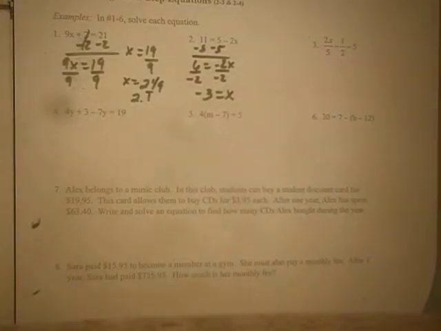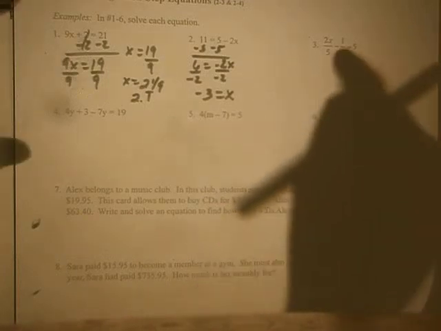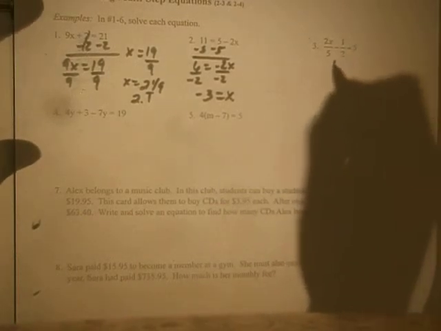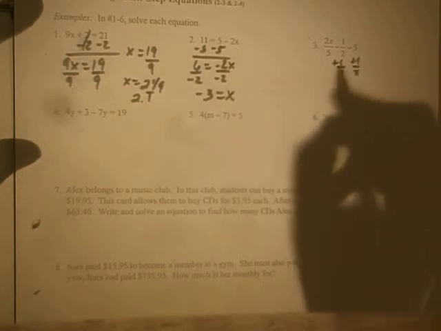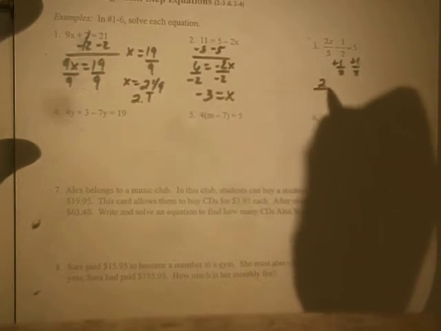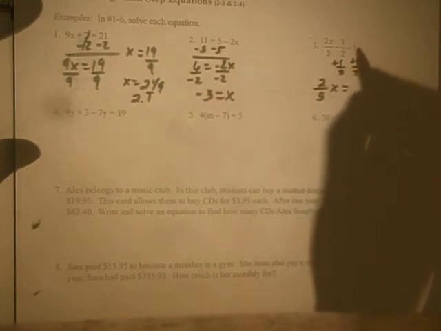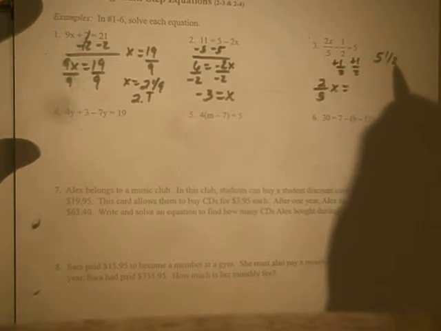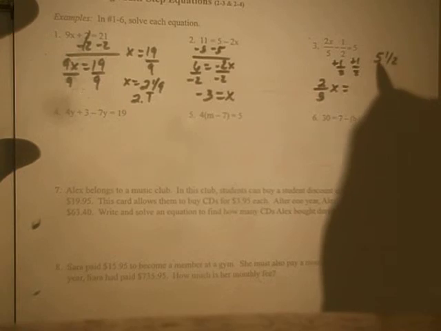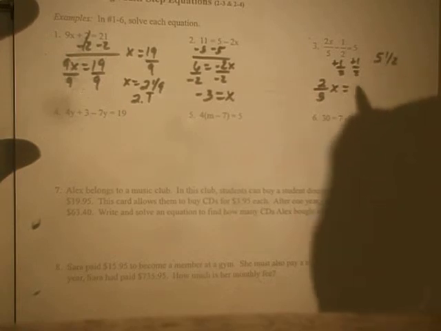Number 3, we have some fractions. This is a negative 1/2. So we would start by adding 1/2 to both sides. And I'm going to write that as 2/5 x. 5 plus 1/2 is 5 1/2. And I'm going to change that to an improper fraction. 2 times 5 is 10, plus 1 is 11 over 2.